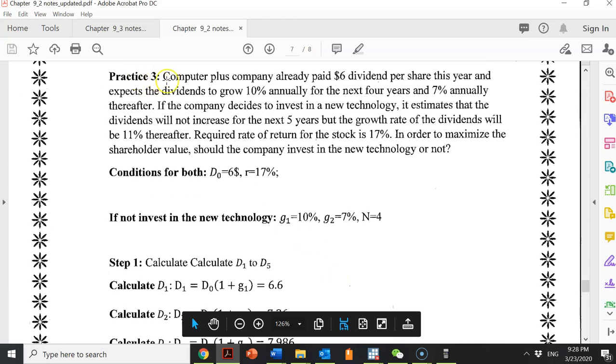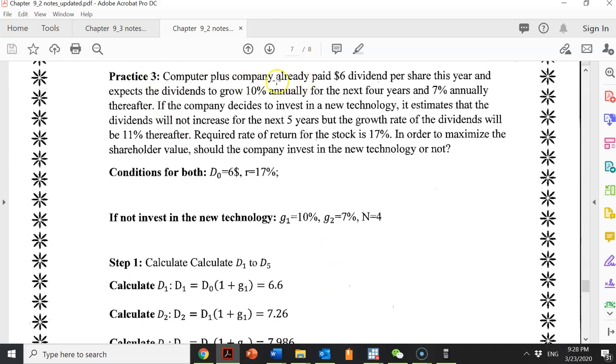Practice 3. This firm already paid $6 dividend per share this year. So is it D0 or D1? Already paid. Yes, it should be D0. Already paid, just paid, meaning D0.